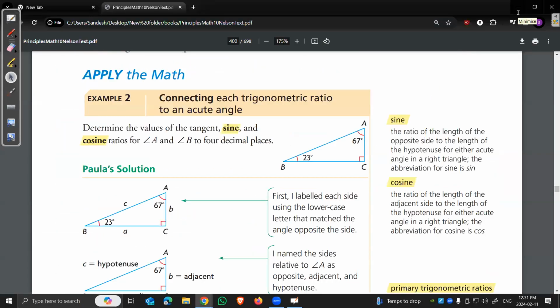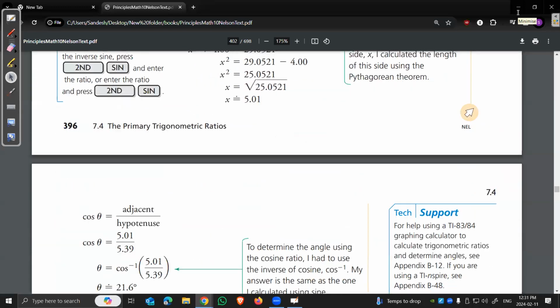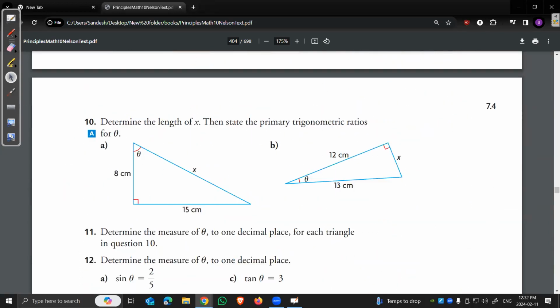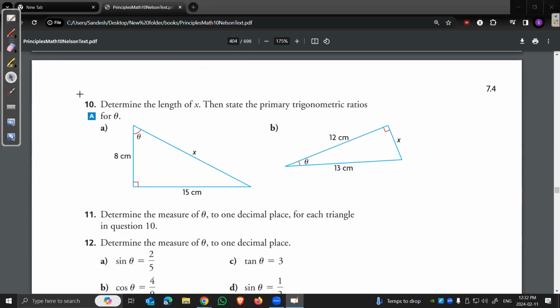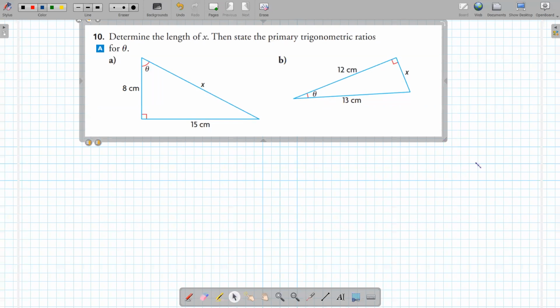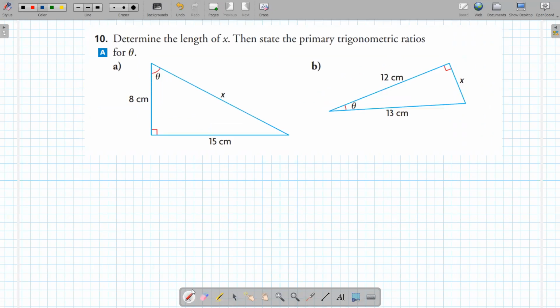All right, let's move away from that. Most of the stuff we've done is honestly not that bad. Sine, cosine, and so on. Let's just do a couple of them. This one says determine the length of x and then state the primary ratios for theta. They are both right angle triangles, so you can use SOH CAH TOA, only if they're right angle triangles. So for A, how do we go about finding the x?